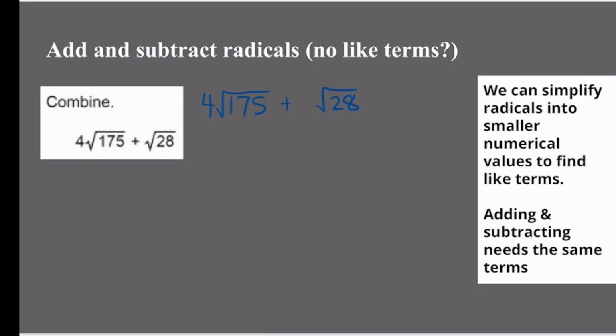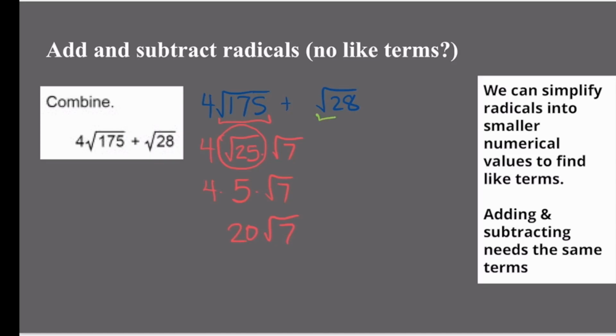So the square root of 175, I can break down into 25 times 7. So the square root of 25 times the square root of 7. The square root of 25 is 5. So I have 4 times 5 times radical 7. 4 times 5 is 20. So that first radical expression simplifies into 20 radical 7.